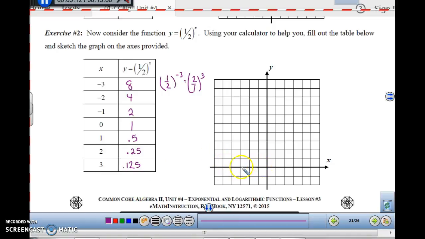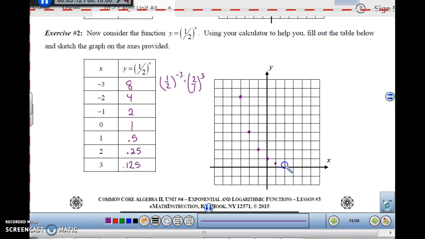Negative 3 is at 8, right there. Negative 2 is at 4. Negative 1 is at 2. 0 is at 1. 1 is at 1/2.